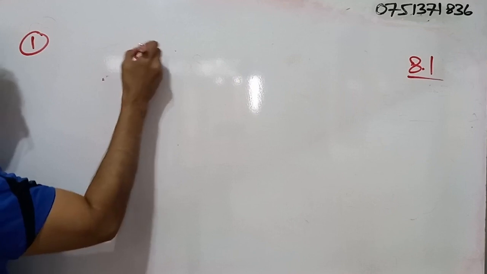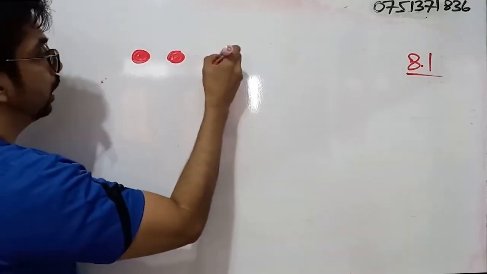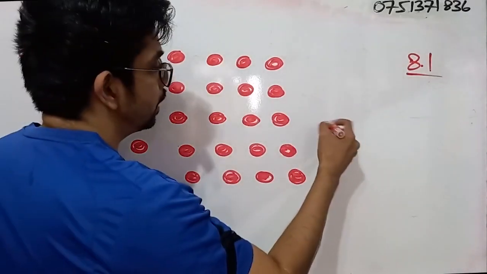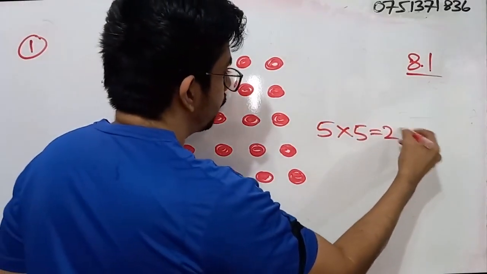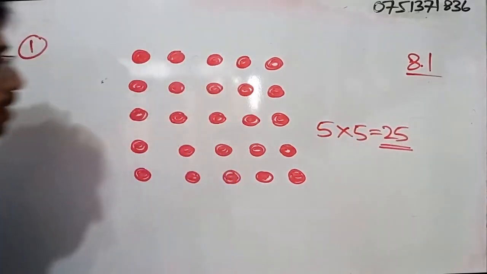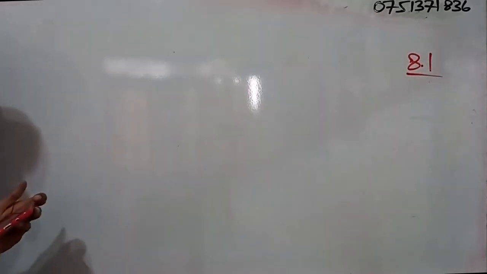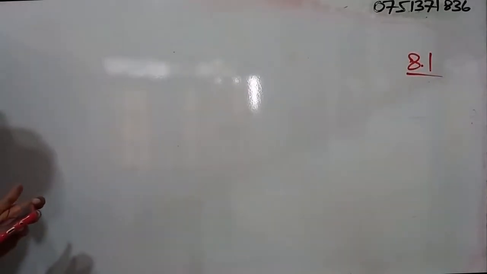8.1. Represent the square of 5 by an arrangement of dots. 1, 2, 3. So what will be the answer? 5 into 5, we know that is 25. So 25 is the answer. Okay, next question. Complete the table given below and answer the questions accordingly.